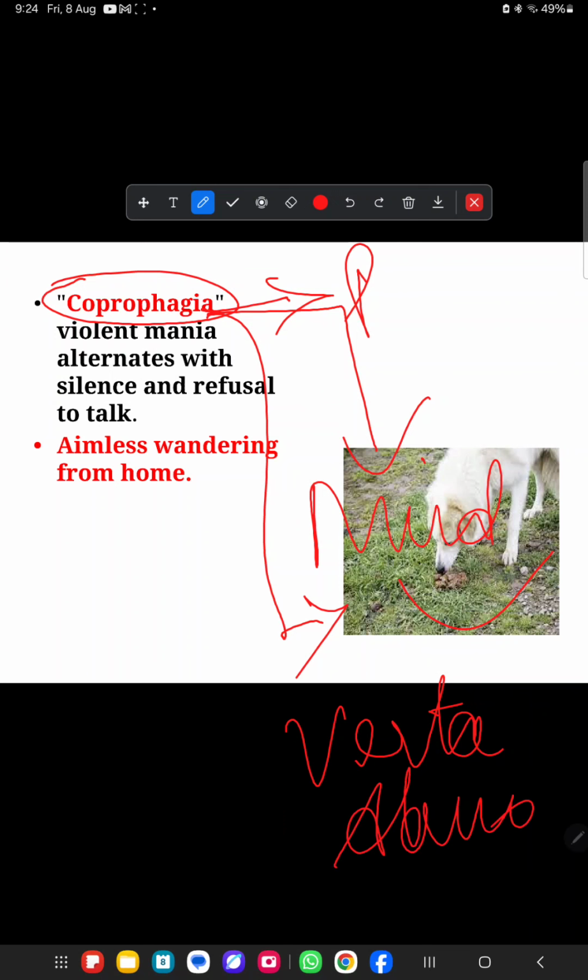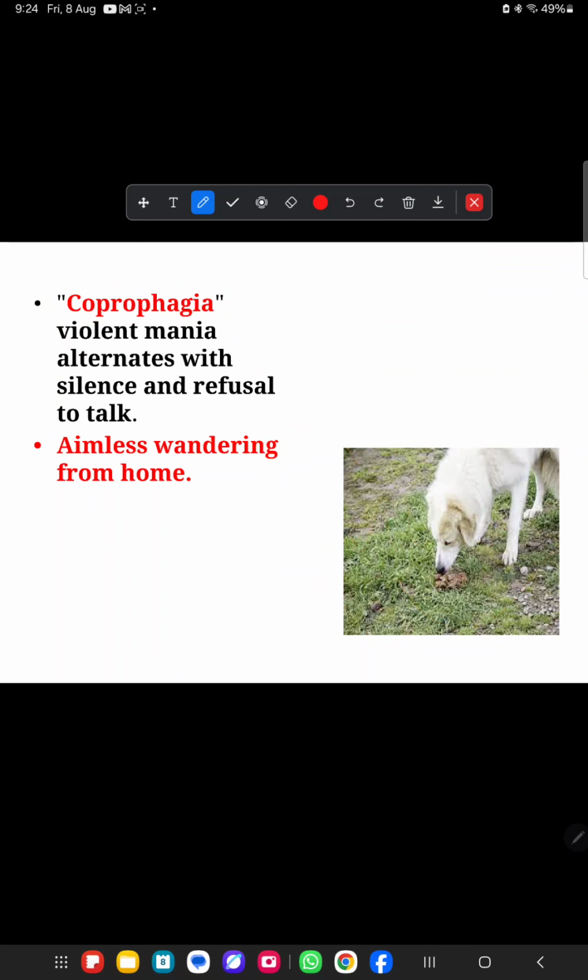And this patient is silent and refuses to talk. Why? Because the patient is suffering from severe cholera and severe dehydration, and dehydration leads to great prostration, great weakness of the whole body. He becomes so weak that he says, please don't talk to me, leave me alone. So that's why this patient sometimes wants silence and sometimes refuses to talk.